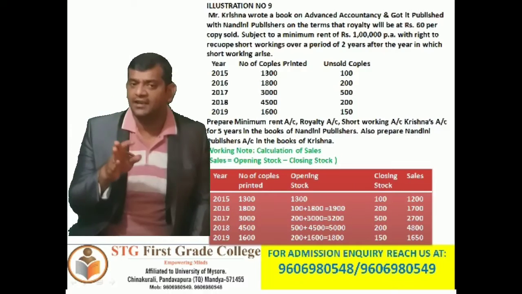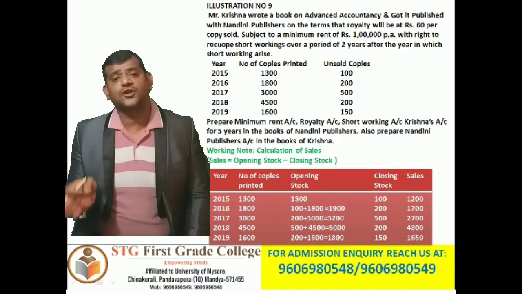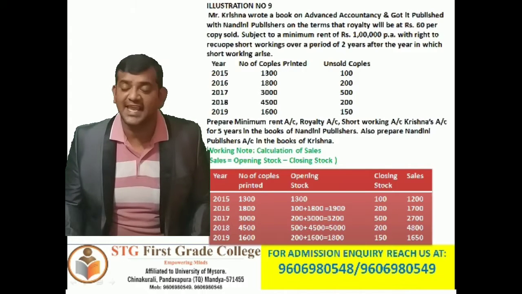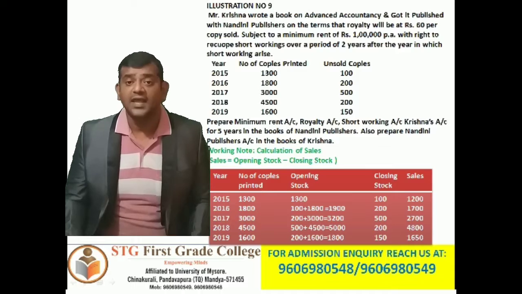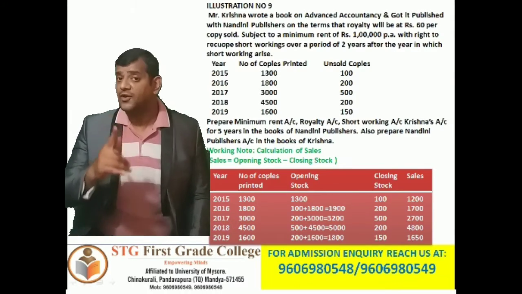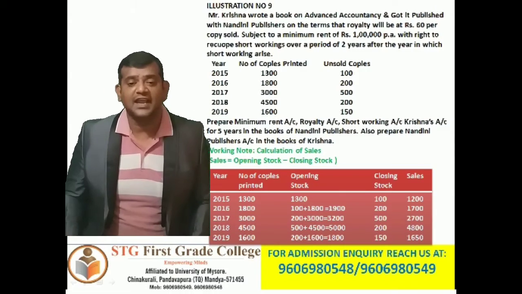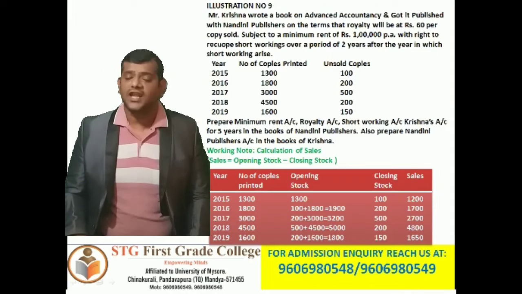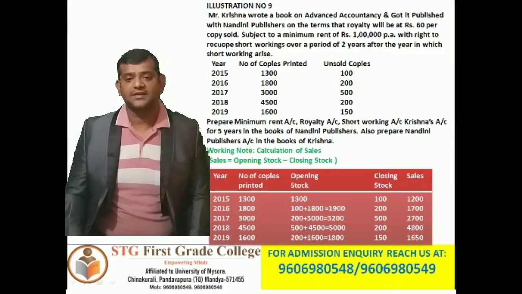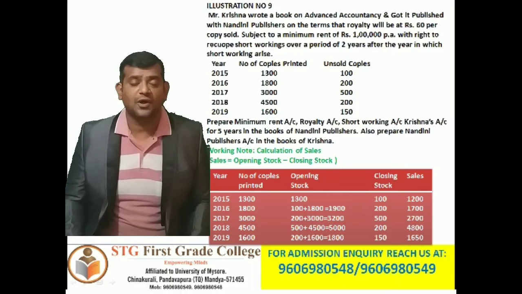So when he gives an opening stock, that is number of copies printed, and unsold copies, that is closing stock, we are supposed to find the sales. Clear? We are supposed to find sales, because royalty is always calculated on sales, not on the number of books printed. So keep that in mind. So let us calculate sales. So working note, calculation of sales. So sales equals opening stock minus closing stock. So that difference is exactly what we are going to call sales.